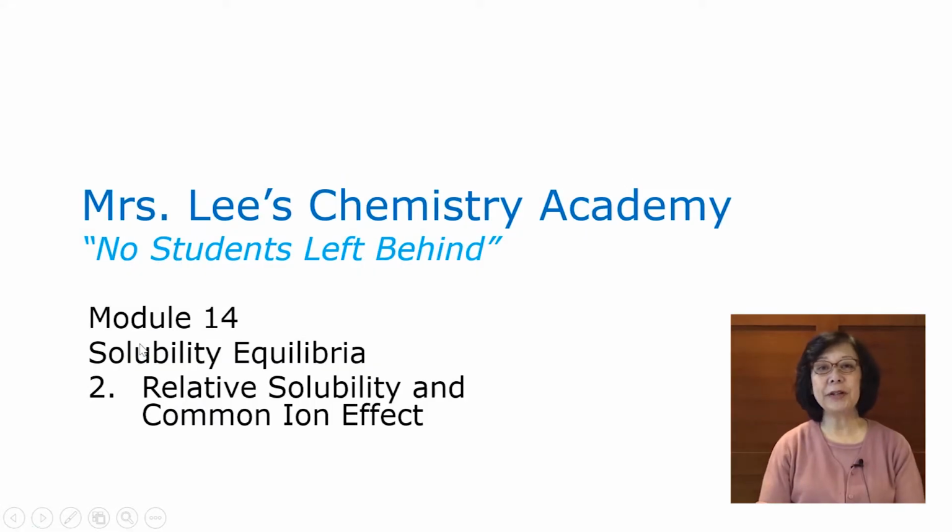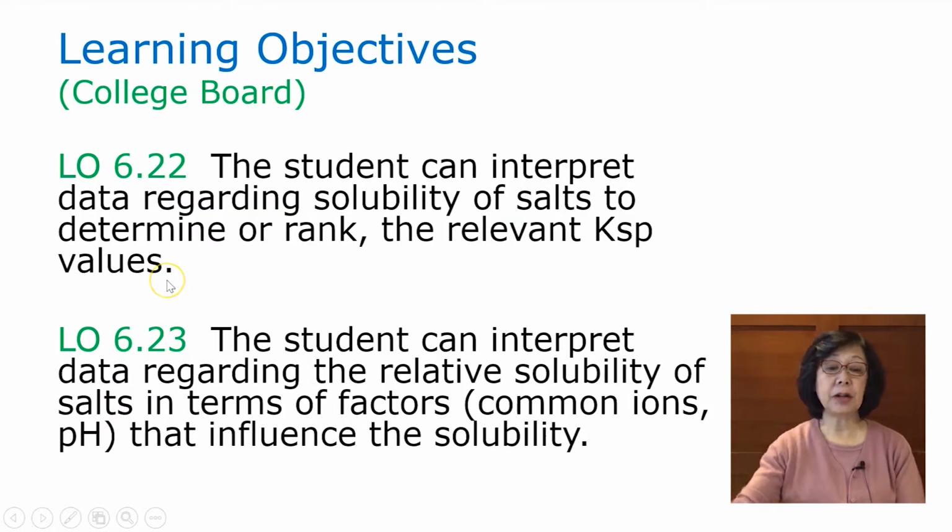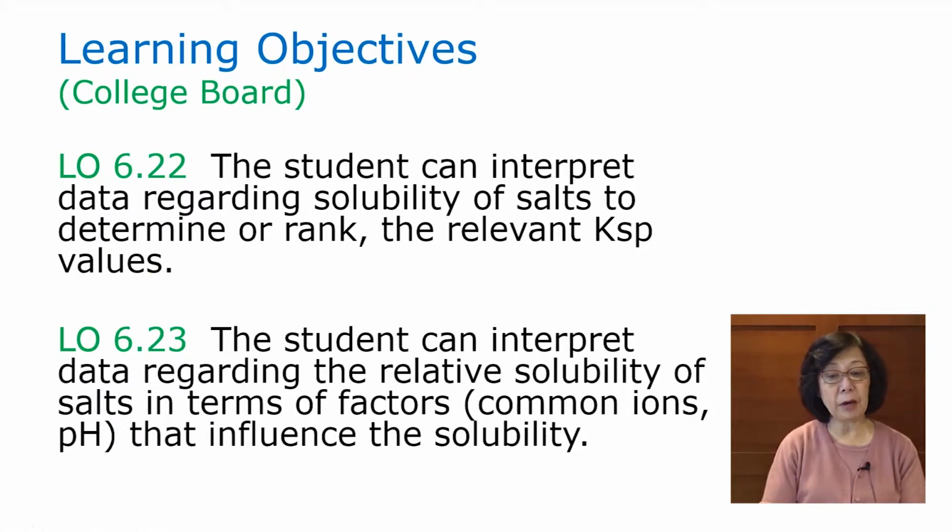Hi everyone, today we're going to talk about relative solubility and the common ion effect. This is tied to learning objectives 6.22 and 6.23 from the College Board, that the student can interpret data regarding solubility of salts, to rank them by solubility, and also to reason about the relative solubility in terms of factors such as common ion and pH.